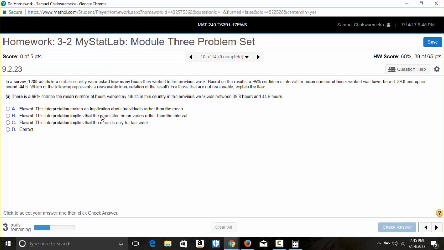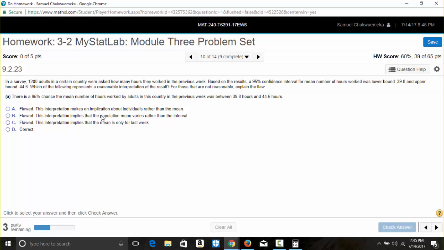Question 10. We're getting there, right? In a survey, 1,200 adults in a certain country were asked how many hours they worked in the previous week. Based on the results, a 95% confidence interval for mean number of hours worked was, the lower bound was 39.8 and the upper bound was 44.6. Which of the following represents a reasonable interpretation of the result? For those that are not reasonable, explain the flaw.